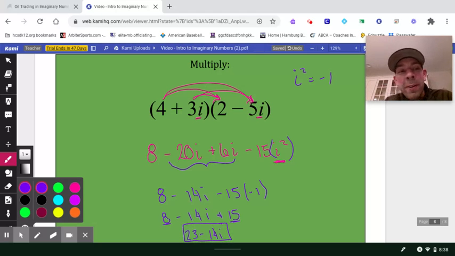So I hope you had fun seeing the introduction to these imaginary numbers. And I'll tell you what, with a little bit more practice, you're going to be scary good at these.